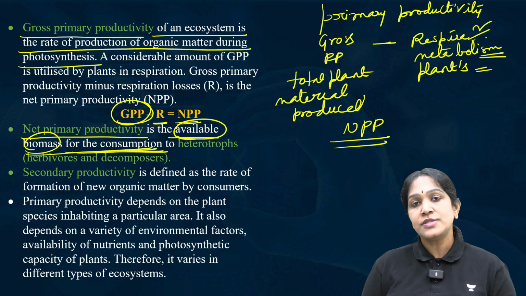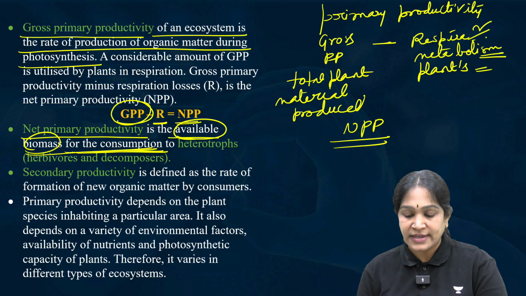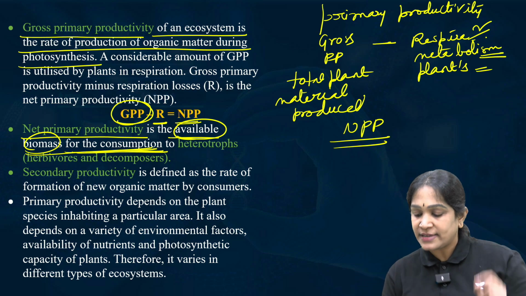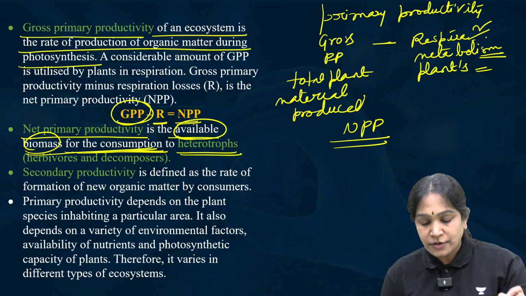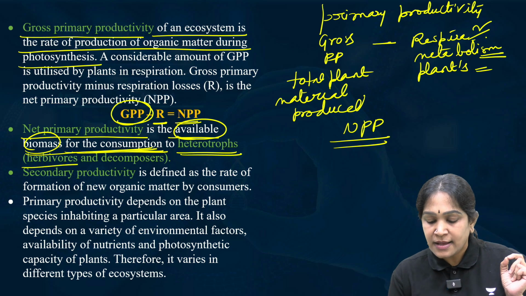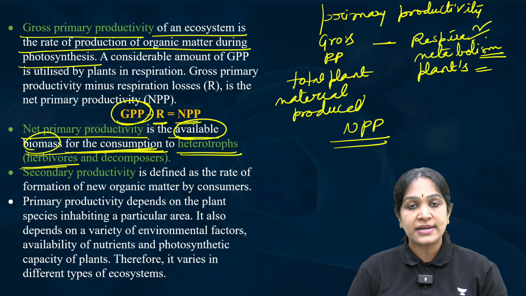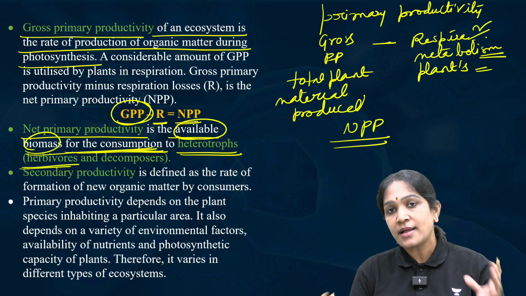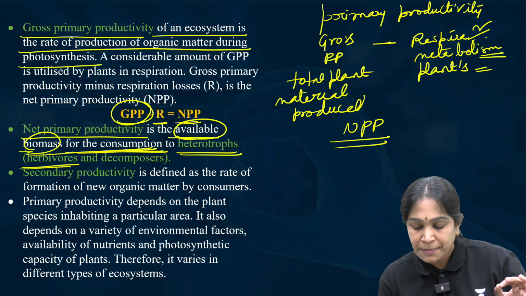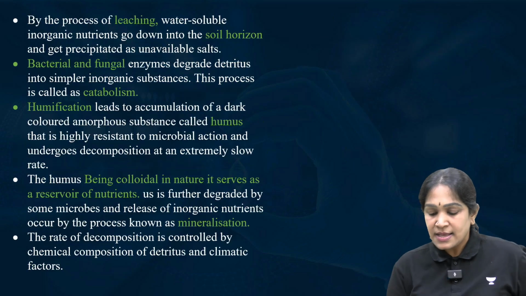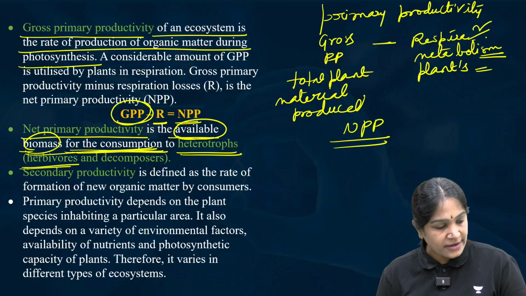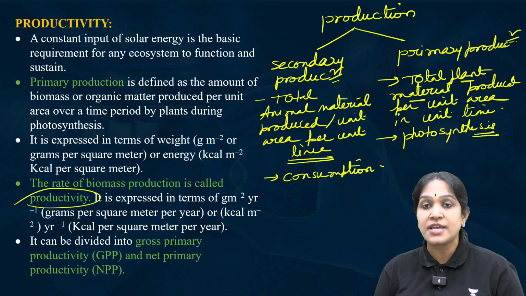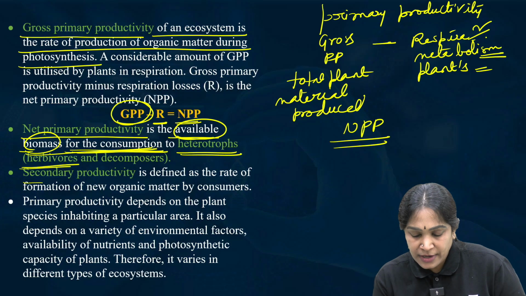Who will consume this leftover, that is, the available plant mass? The next level, the heterotrophs. The heterotrophs can also be called herbivorous organisms like goat, rabbit, grasshopper. They consume this available plant biomass. Next, secondary productivity, we have already understood what it is. The total animal material which is produced is called the secondary productivity.